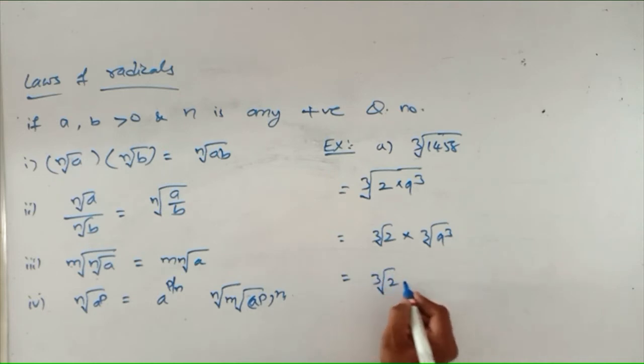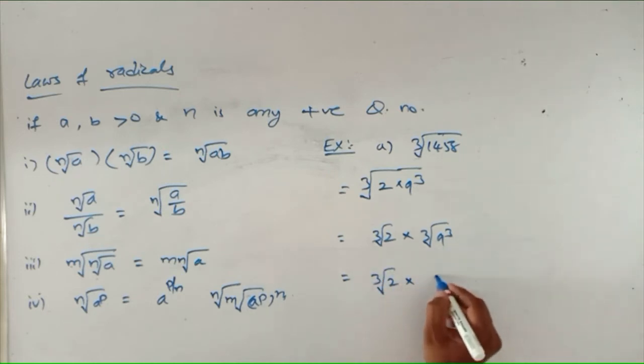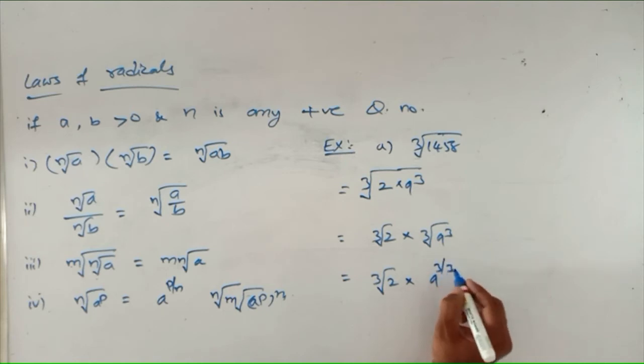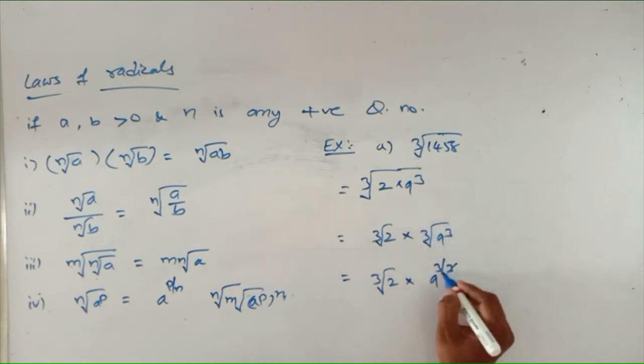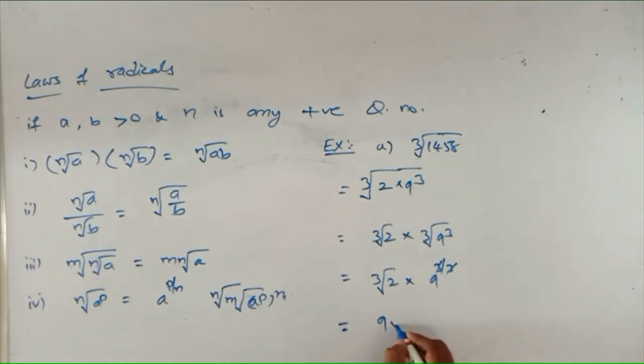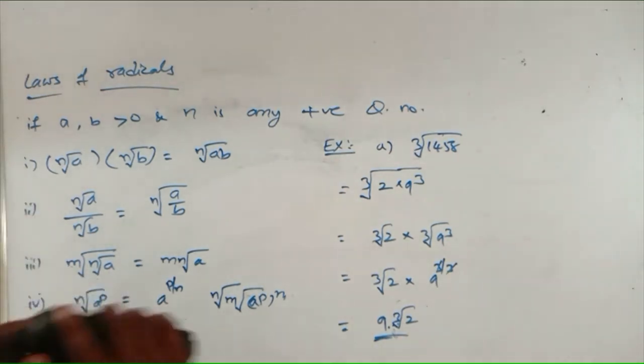that's equal to cube root of 2 into, so 9 to the power of 3 as it is, I am taking out this cube root, then automatically 1 by 3, so that's equal to 9 into cube root of 2. See, the value here is 9 into cube root of 2. In the same way, I'll give some more problems for the homework.